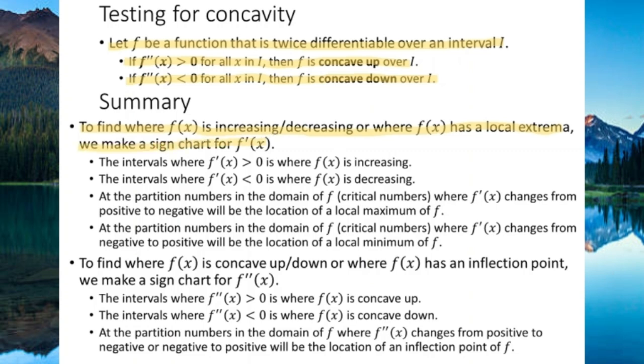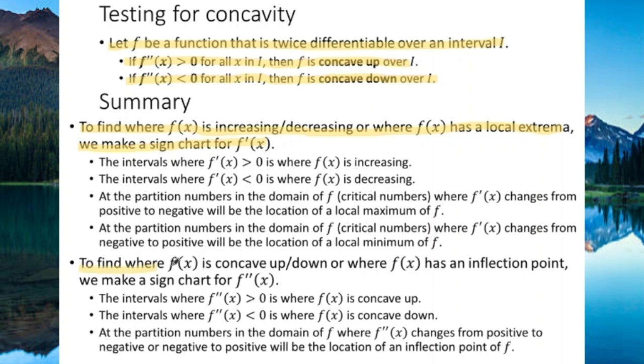Recall, intervals where f prime will be positive indicate the function is increasing. Intervals where the derivative is negative, f of x is decreasing. Any critical numbers where there's a change in signs will be local extrema. If the sign change of our derivative is from positive to negative, that critical number is the location of a local maximum. Whereas if the sign change is from negative to positive, that'll be the location of a local minimum.